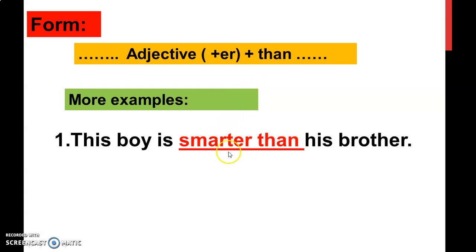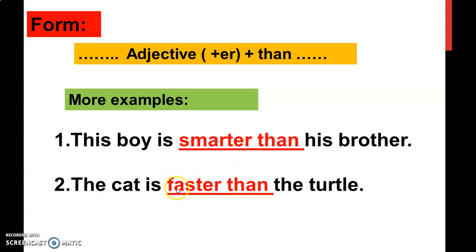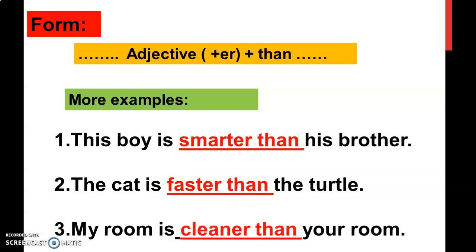This boy is smarter than his brother. So you have the adjective smart, you add er, and you add than, smarter than. The second example, the cat is faster than the turtle. So here I use the adjective fast plus er plus than, faster than. The third example, my room is cleaner than your room. So the same thing, I have the adjective clean, okay? So I add er, it becomes cleaner, and I added than, cleaner than. Is that okay? So we have adjective, er, and than. Okay, this is when you have comparative.